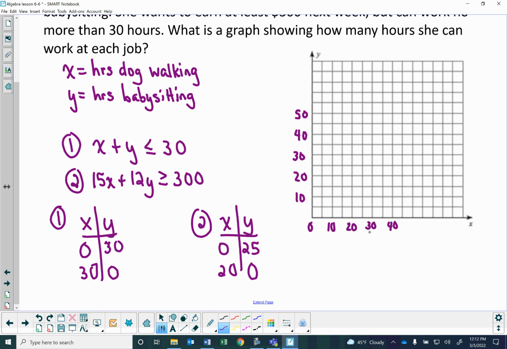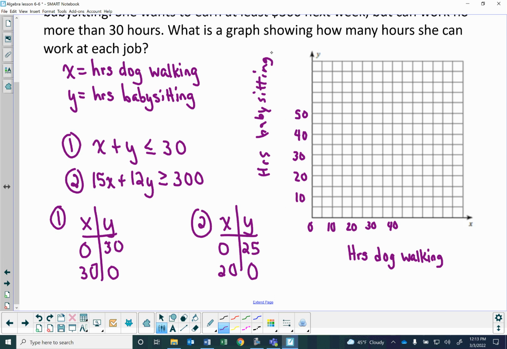Okay. And this is X, if you remember, is the hours walking dogs. And the y-axis was the hours babysitting. It is really hard to write sideways. There we go. That's better. Not great, but works.